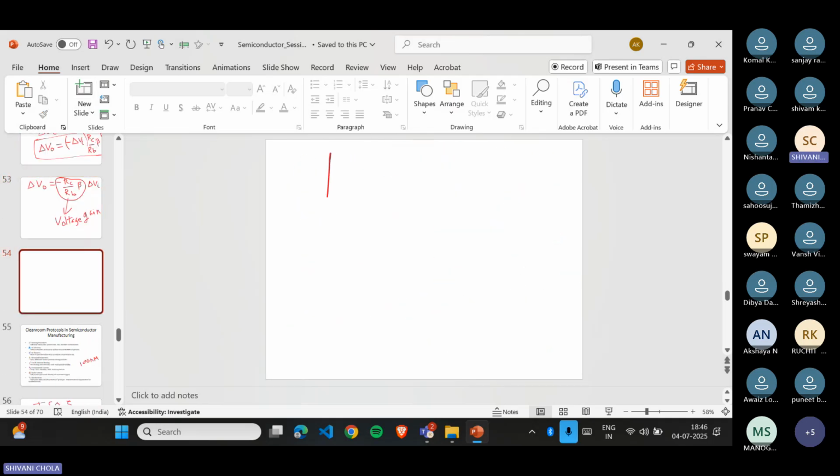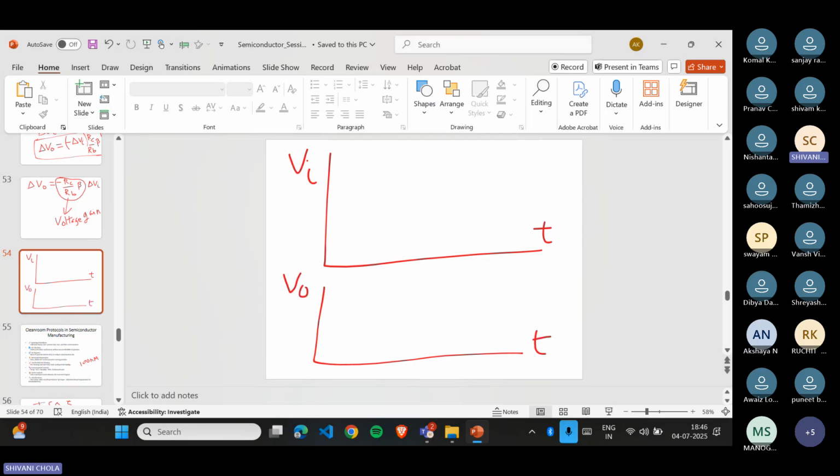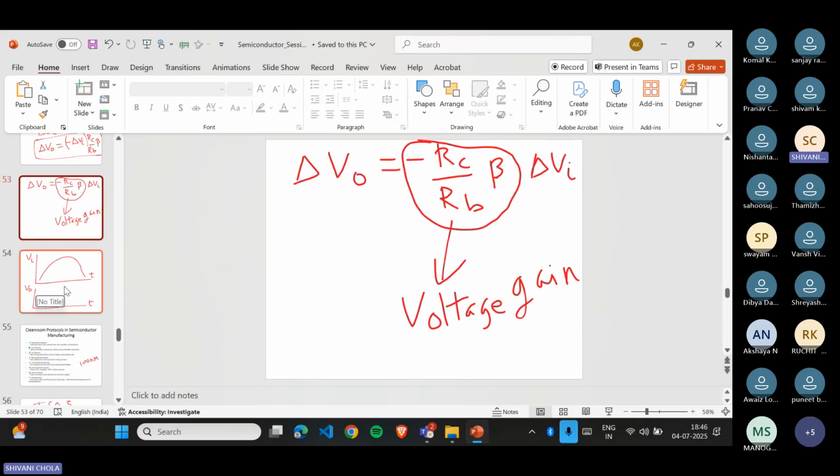Okay, let's not create confusion over here. Let's draw a graph first. We need two graphs. Let's say here you have VI versus T, and here you will have VO versus T. So let's say you have a graph like this. Can anyone tell me what the graph of VO versus T will look like by just observing this equation?